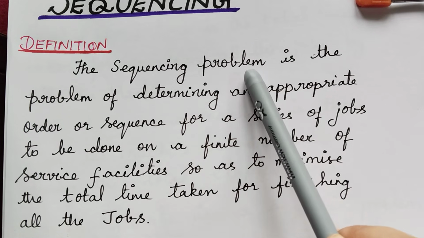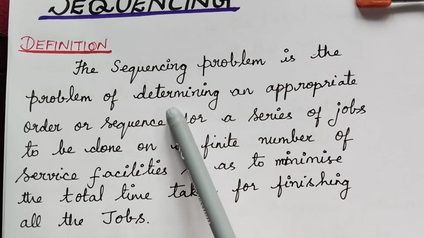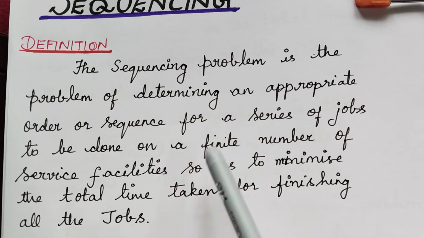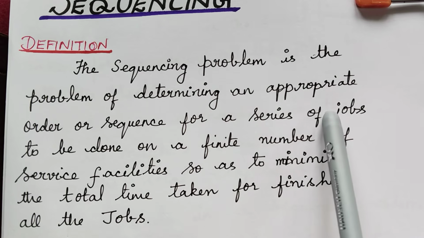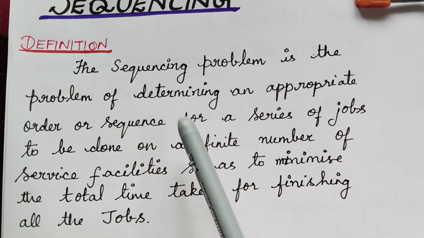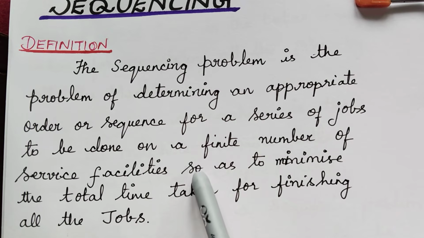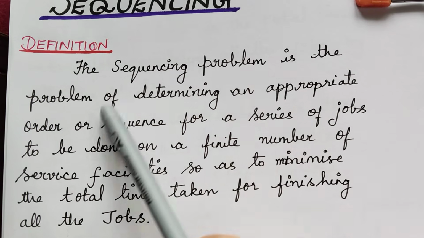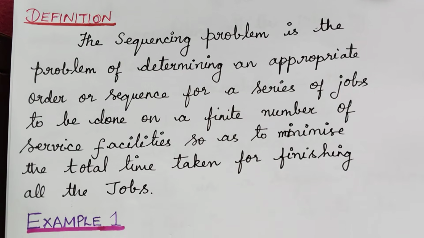So, a sequencing problem is a kind of problem where we will be determining an appropriate order. For example, if we have 5 jobs, in which order the jobs have to be performed, in which sequence, is the first question. And the second one will be to minimize the total time taken for finishing all the jobs. When these two are taken into concern, the problem is known as a sequencing problem. We will understand this better with the help of an example.